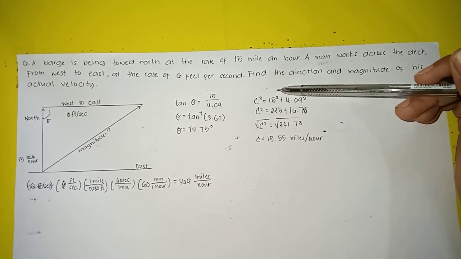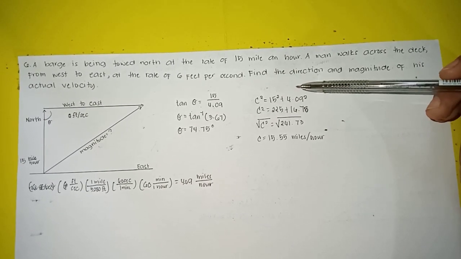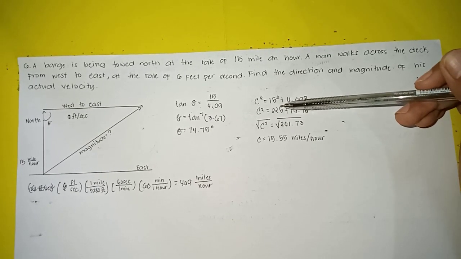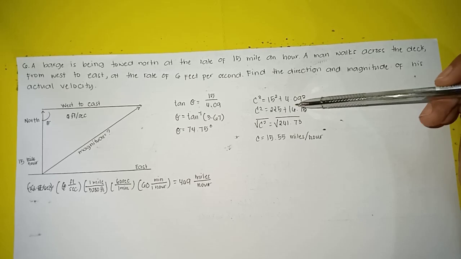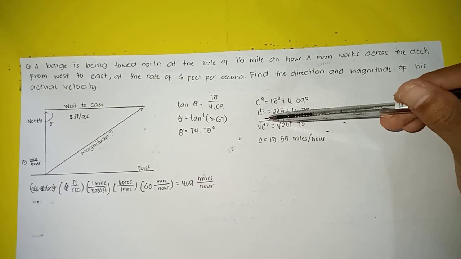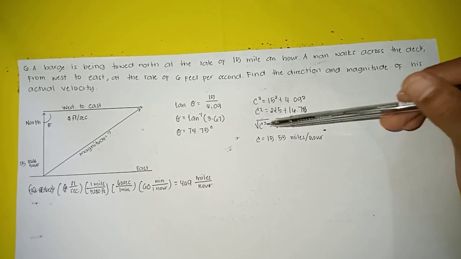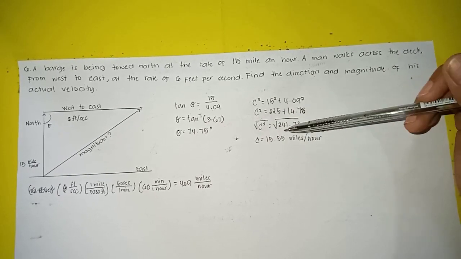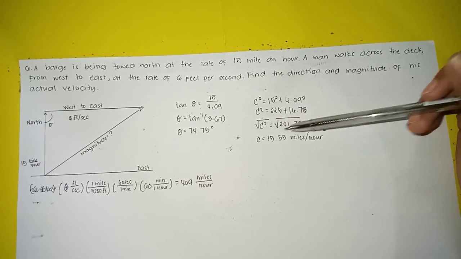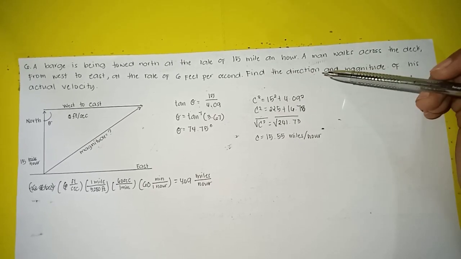And then we will use the Pythagorean theorem. So c squared equals 15 squared plus 4.09 squared. C squared equals 225 plus 16.73. So we will find the square root to eliminate the square. So the square root of 241.73 is 15.55 miles an hour.